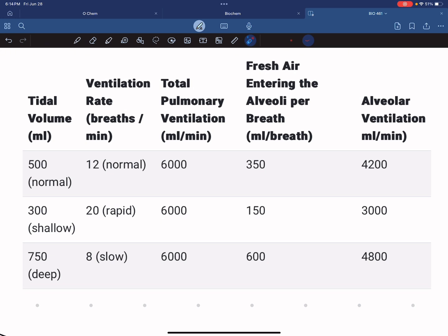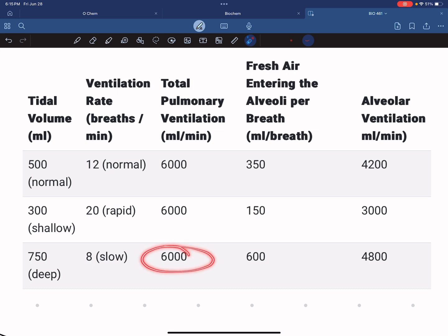When people are in hypoxic states or nervous states, we have shallow breathing, which is only about 300 milliliters, and the breathing rate will increase to 20 breaths per minute. This 6,000 total pulmonary ventilation stays the same in all three, but we subtract our 150 from our total volume, and we are only left with 150 of fresh air entering each time, so that reduces our alveolar ventilation to 3,000. And the last one, we have 750 milliliters per 8 breaths, which is slow, deep breathing.